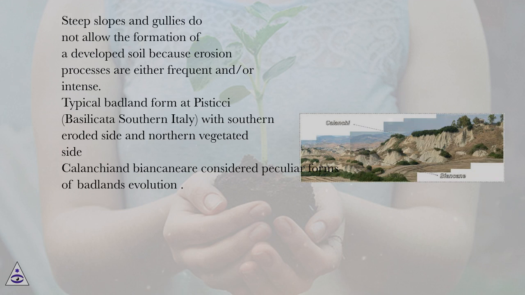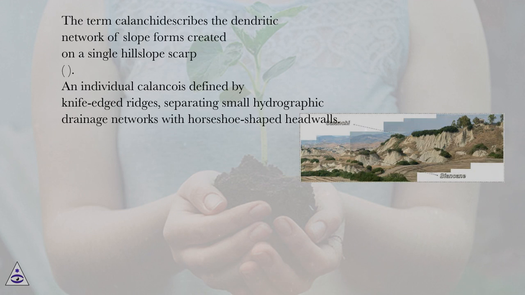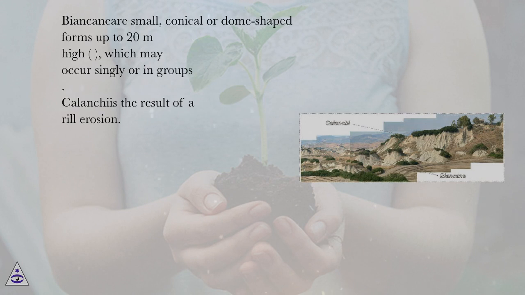Calanchi and Biancane are considered peculiar forms of badlands evolution. The term Calanchi describes the dendritic network of slope forms created on a single hillslope scarp. An individual calanco is defined by knife-edged ridges, separating small hydrographic drainage networks with horseshoe-shaped headwalls. Biancane are small, conical or dome-shaped forms up to 20 meters high, which may occur singly or in groups. Calanchi is the result of rill erosion.